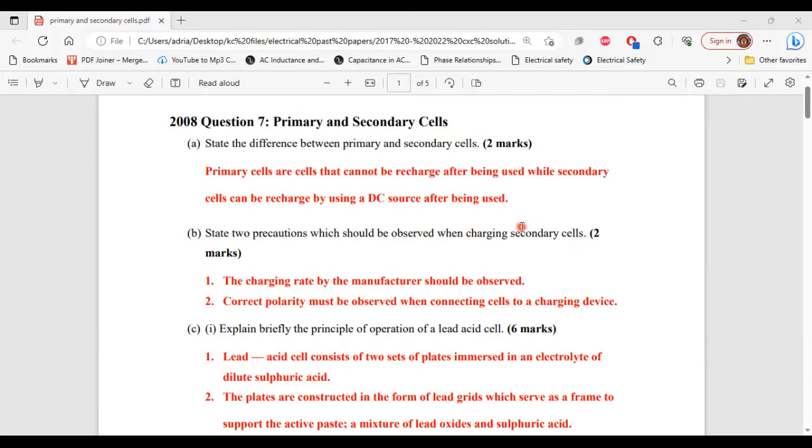All right, so for the first question, question 7 from the 2008 past paper. So let's begin. Part A, it says, state the difference between primary and secondary cells. Primary cells are cells that cannot be recharged after being used, while secondary cells can be recharged by using a DC source after being used. All right, so that's it for part A.